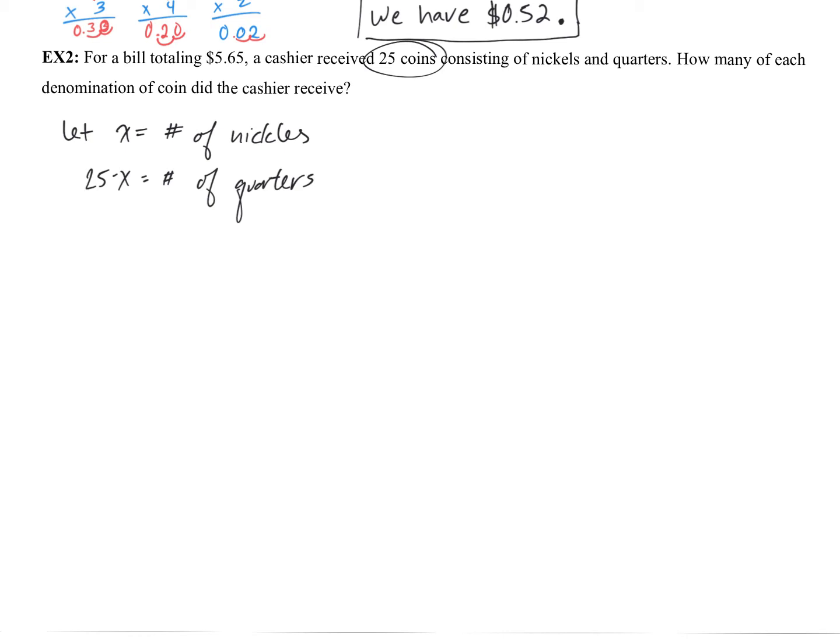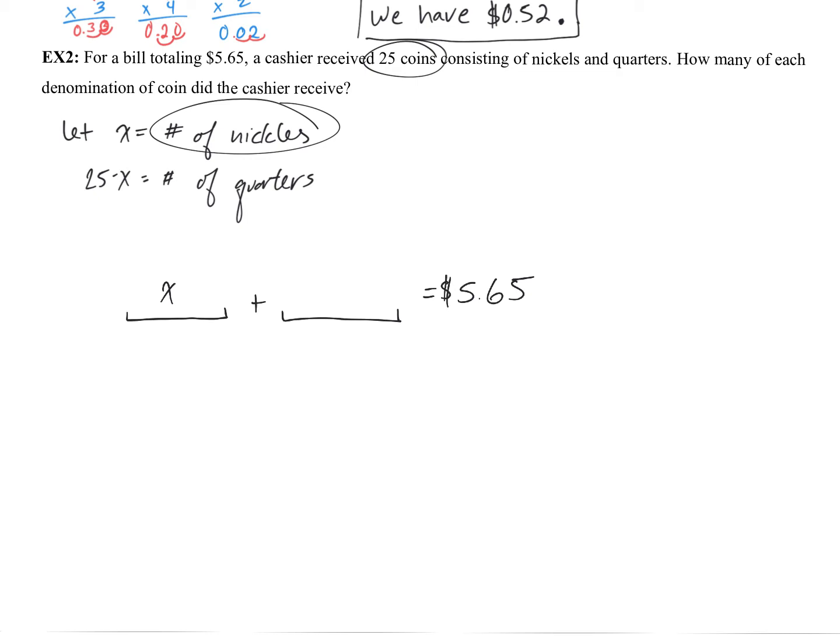Okay, so it was a bill totaling $5.65. So we know that however many nickels they had, plus however many quarters they had, should equal $5.65. But I'm not just going to put down X. Why? Because that's talking about the number. That's not talking about the dollar amount. I want to describe it in terms of dollars.